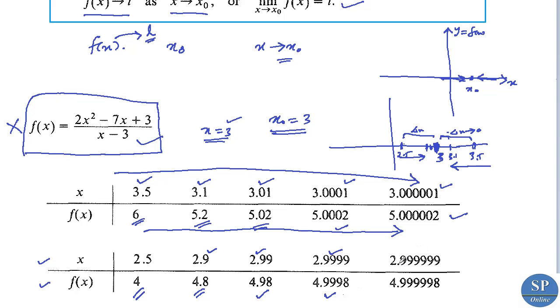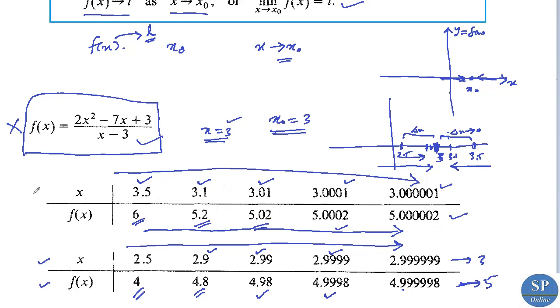And if you take the value of x as 2.999999, then we get the value of f of x as 4.999998. Here also we can see that as x approaches 3 from the left, f of x approaches 5. Here also it approaches 5.